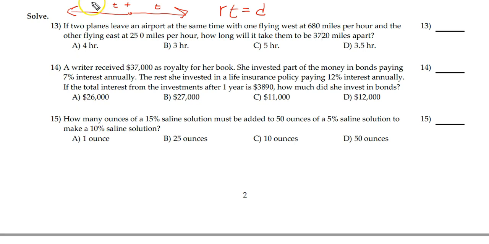Well, you could say this one is the 680, so their time times the rate. The other one is 250, time times rate. Add these together and you get 930t equals the total distance, which was 3720. You're going to divide both sides by 930, and you get t equals 4 hours.